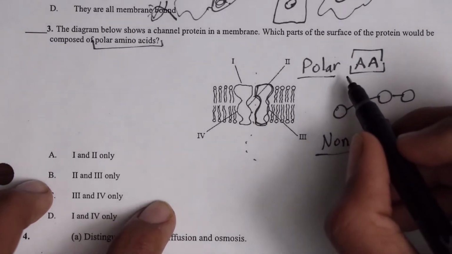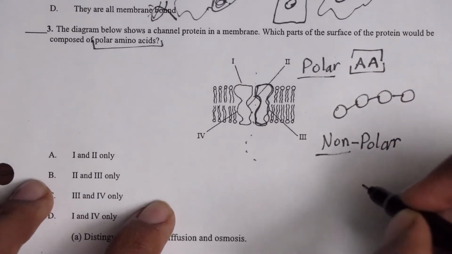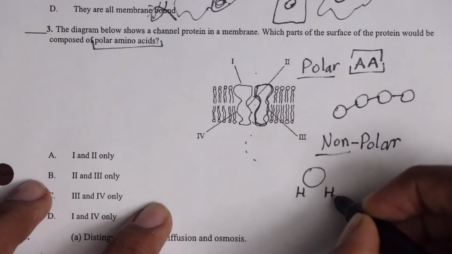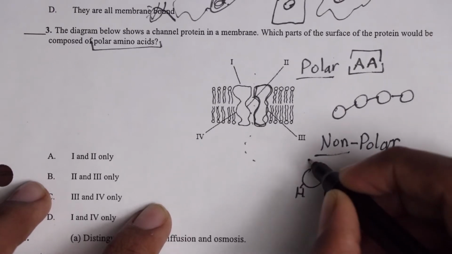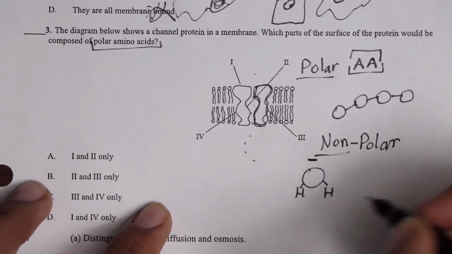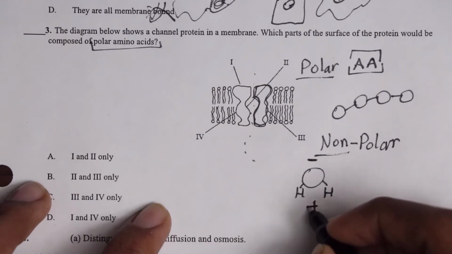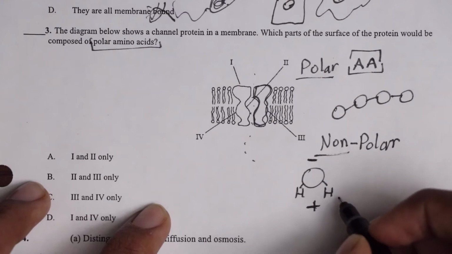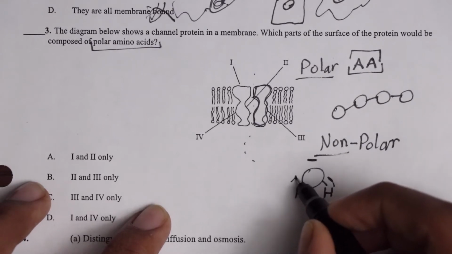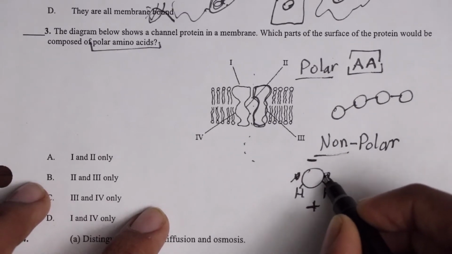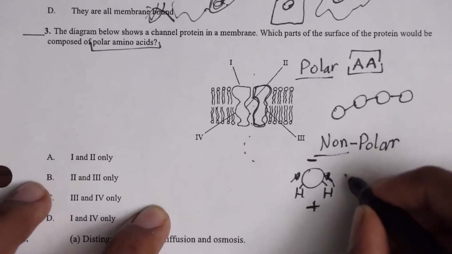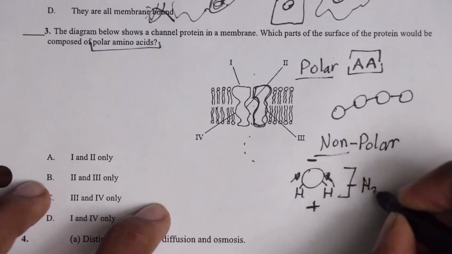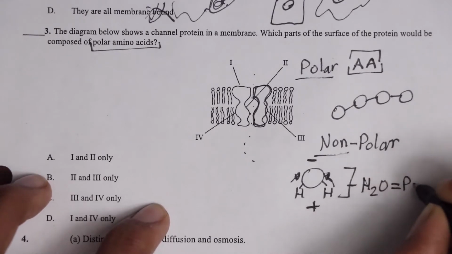Now, polar means that it is charged. So let's take water for instance. Water has a slightly negative charge on this side and a slightly positive charge on this side because the electrons from this hydrogen more closely are attracted to the oxygen part. So it's charged. So water, always remember, this is key. Water is always polar.